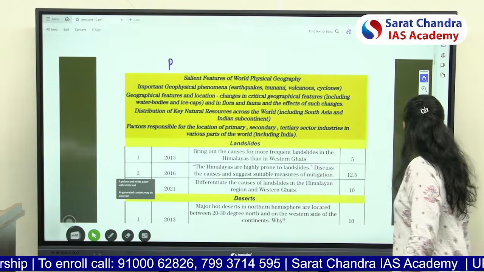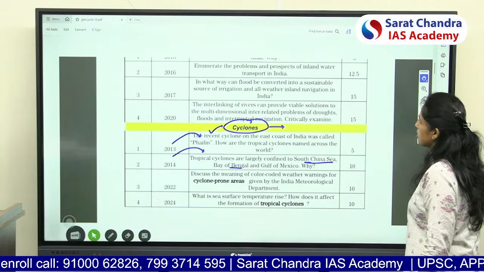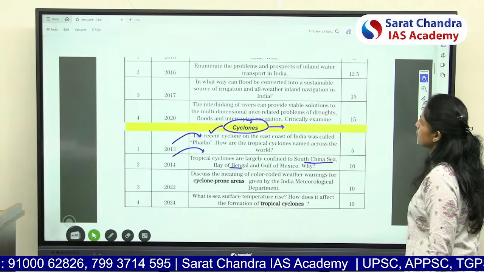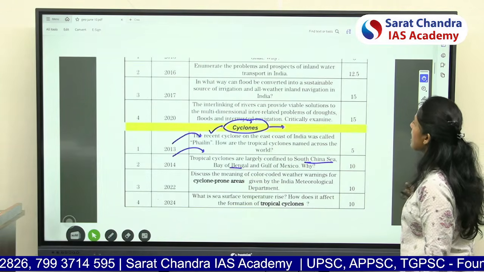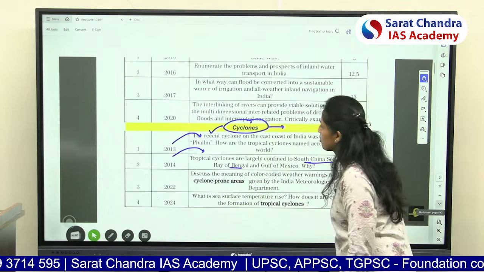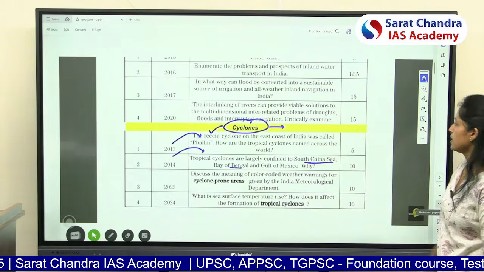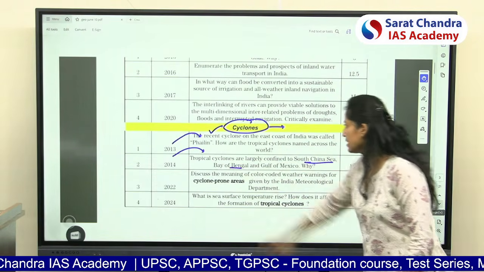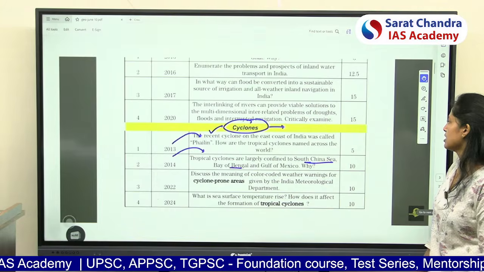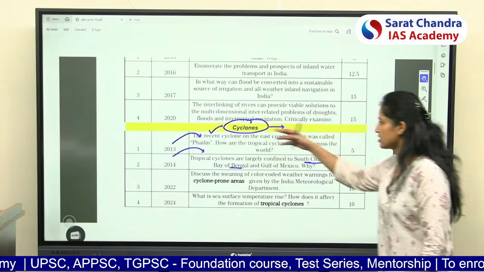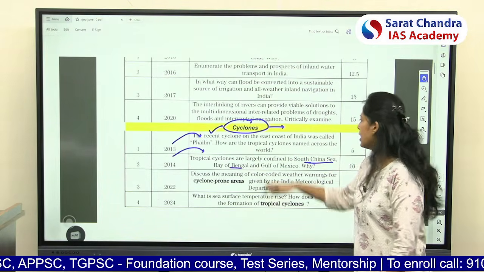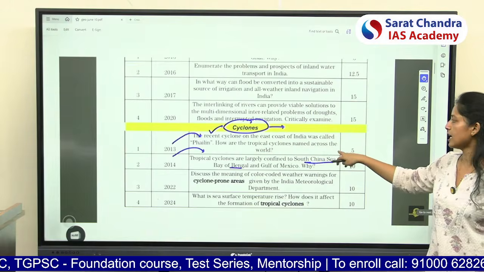Now I think not many questions are asked from the deserts. Yes, now this topic of cyclone, because this was also repeated a lot. In 2023 the topic asked was that the recent cyclone on the east coast of India was called Phylon. That is okay, it was part of current affairs. Here: how are tropical cyclones named across the world?